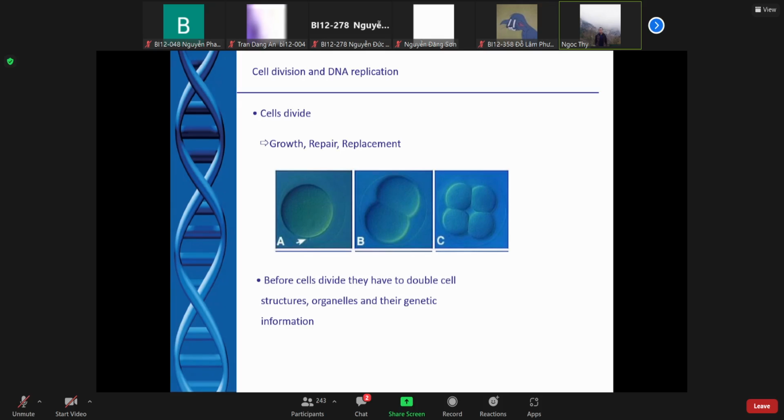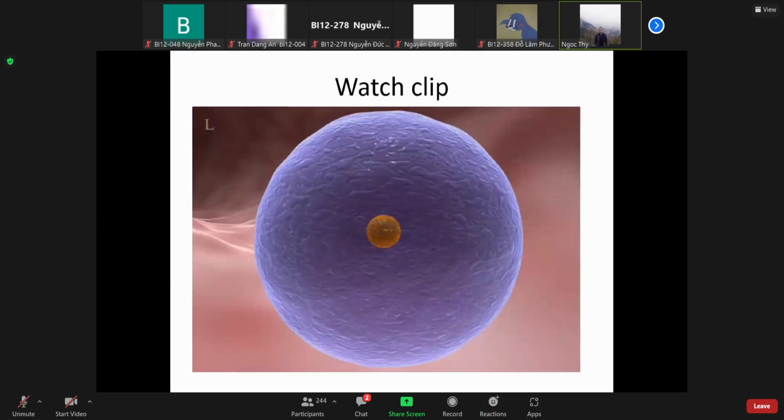For a cell to divide, first it has to duplicate all of the necessary material. This follows several steps that we'll discuss later. And the key is to divide while maintaining all the features of the mother cell. So first, let's watch a small animation on the development of the zygote through cell division.